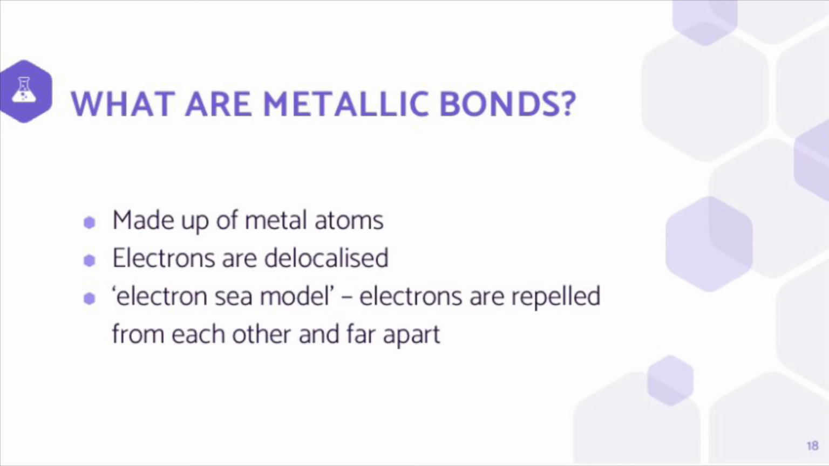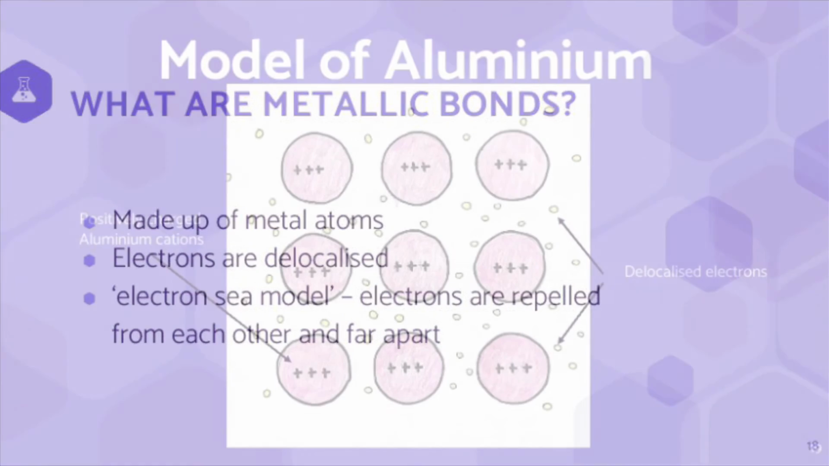Metallic bonding only occurs amongst metal atoms. In these types of bonding, the electrons are free to move and are delocalized. This can be described as an electron sea model, as the electrons in metallic bonds stay apart from each other and are repelled. Because of this, they are constantly moving. Its structure is held by strong electrostatic forces between the metal cations and sea of valence electrons.